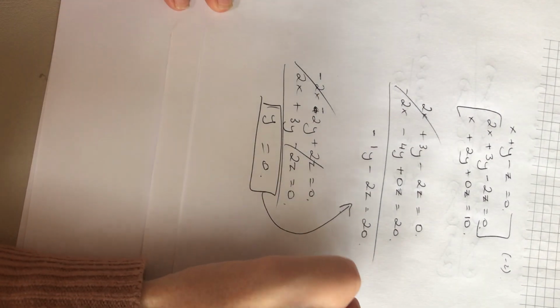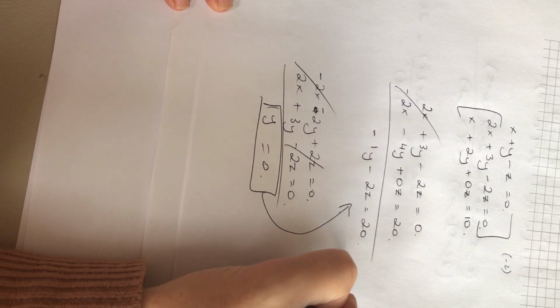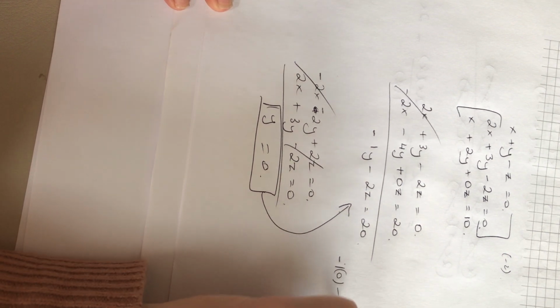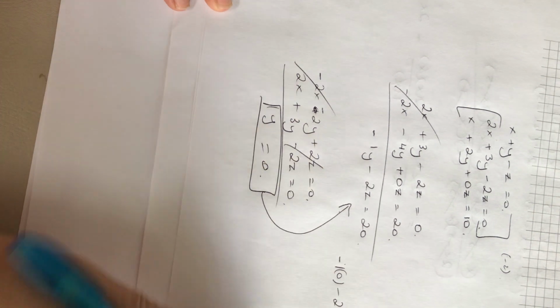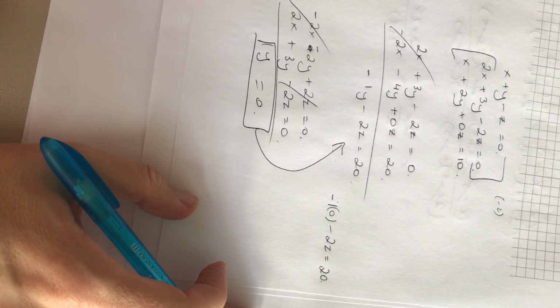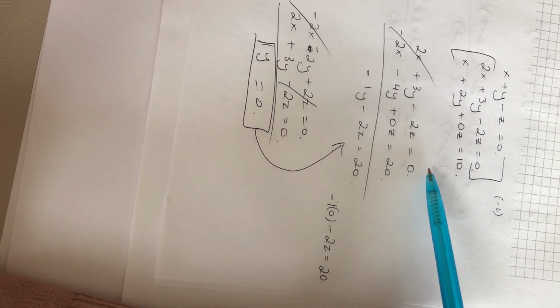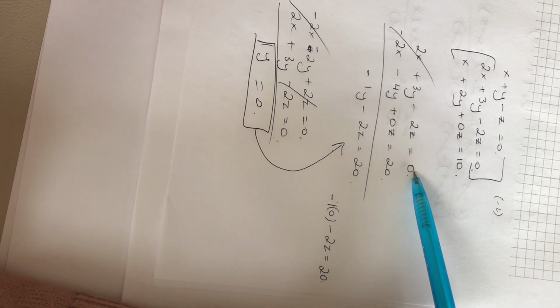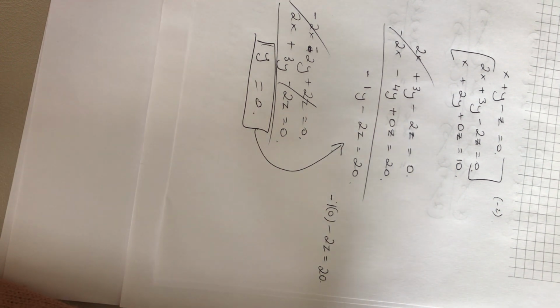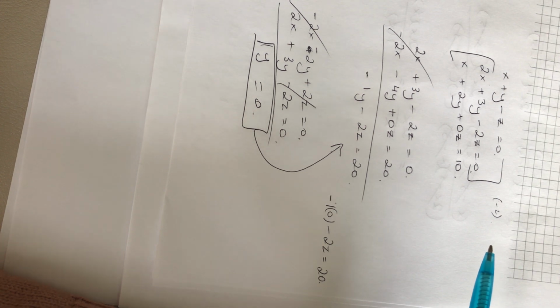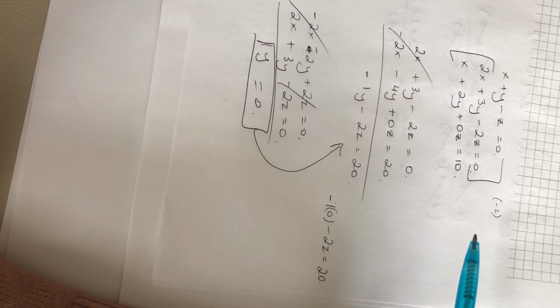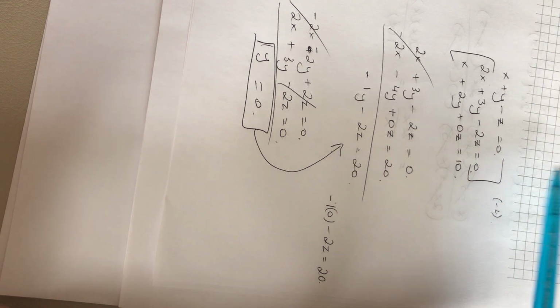then we need to go back in here and sub it in. So if y is 0, we have minus 1 times 0 minus 2 times z equals 20. Have I made a little error somewhere? Okay, so let's just check this.